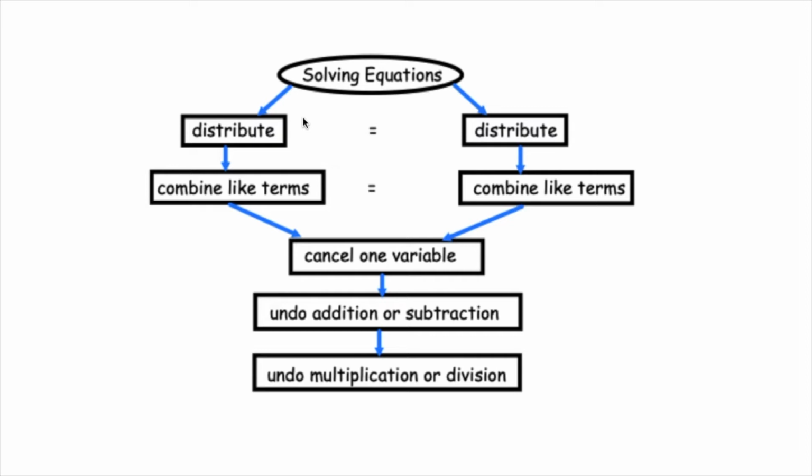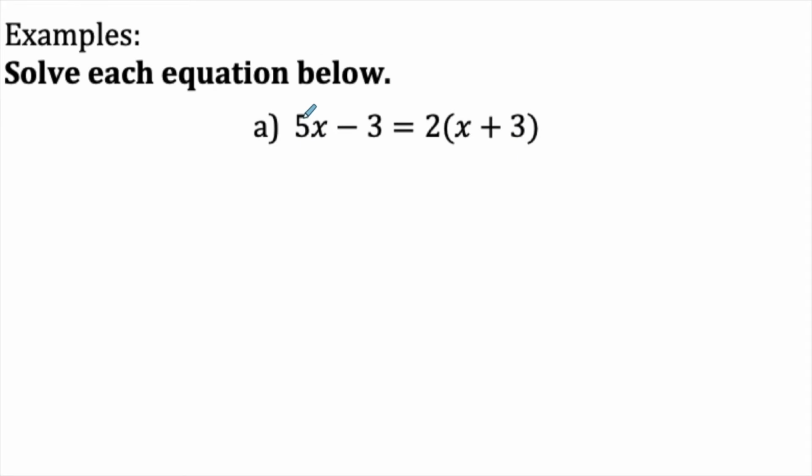They could have fewer. But I'm going to do distributive property in the first step, combining like terms in the second step, canceling the variable in the third step, moving the number with no variable in the fourth step, and then my final step will be to multiply or divide by the number in front of our variable. So let's go ahead and get started on these examples here.